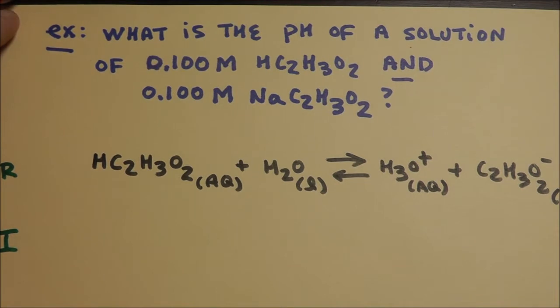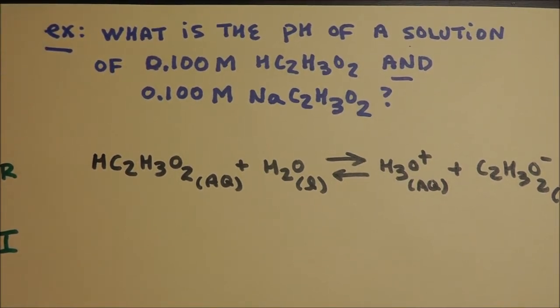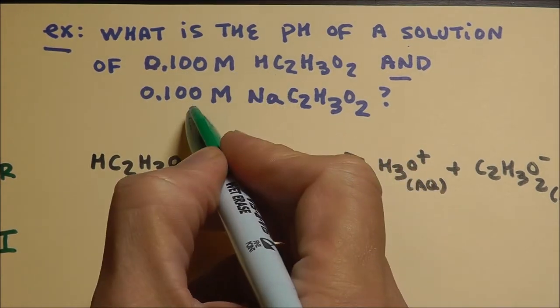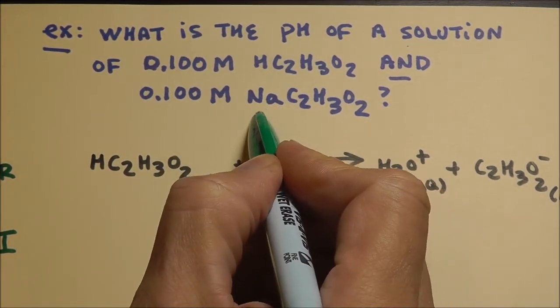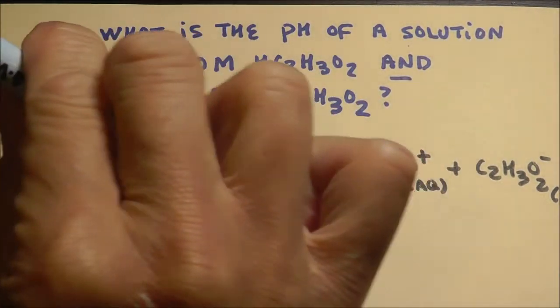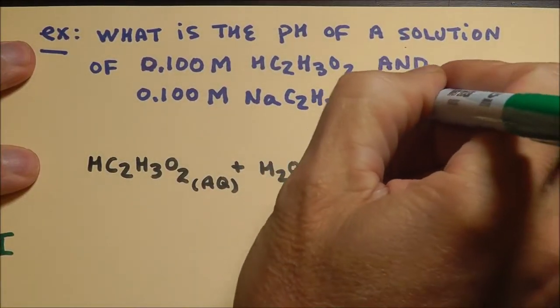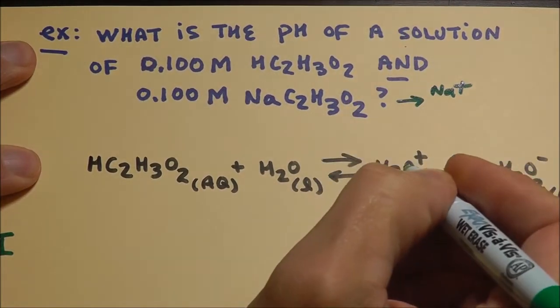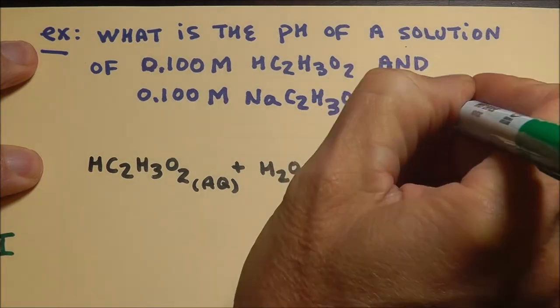Example problem. So here's the thing, we're going to calculate what is the pH of a solution of what we described earlier: 0.1 molar acetic acid and 0.1 molar sodium acetate, which of course would dissociate and make something, if you remember last video we did, neutral, which doesn't matter, just sits there as a spectator.